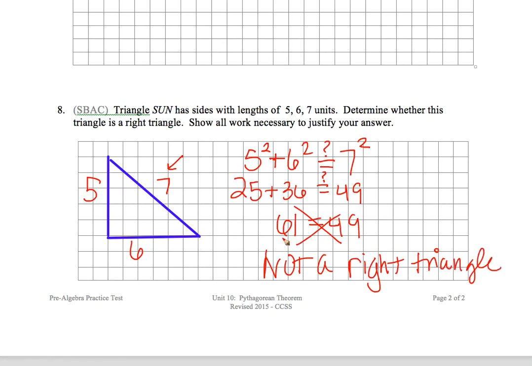If you just do this work here, if this is all you do, you are not getting the points. Algebraically, you came up and you see that 61 does not equal 49. But do you know what that means? Do you know that that tells you there's not a right triangle happening? So I need to see this, it's very important. When it says determine whether it's a right triangle, that's what you're doing here. You're telling me if it is or not. Show all the necessary work is this part. Both need to happen.